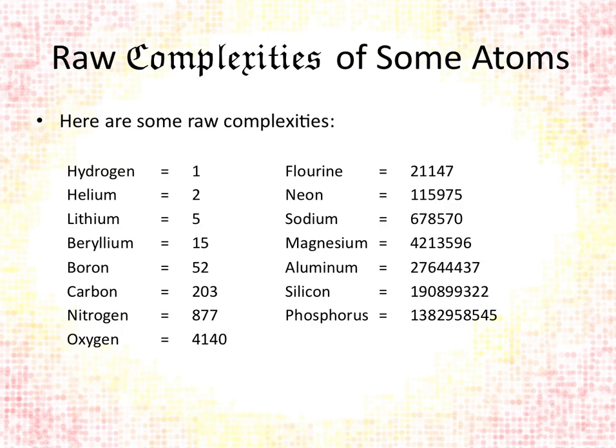Here are the raw complexities of some atoms. The raw complexity of hydrogen is just the first Bell number, which is 1. Helium, 2. Lithium, 3. Beryllium is just the fourth Bell number, which is 15. Boron, 52. Carbon, 203. Look at these going up really fast through all the Bell numbers. By the time you get to phosphorus, that's huge, right? 1.3 billion ways to arrange the protons in a phosphorus atom. That's a lot of ways.